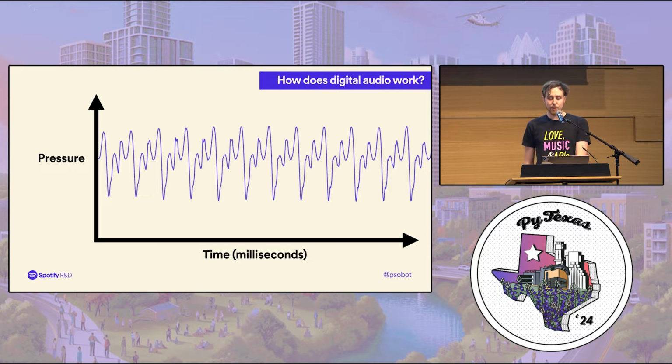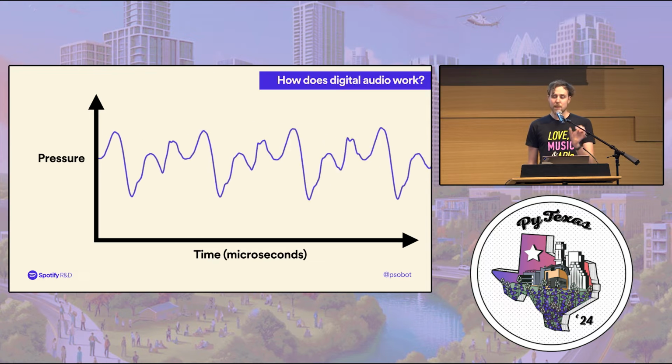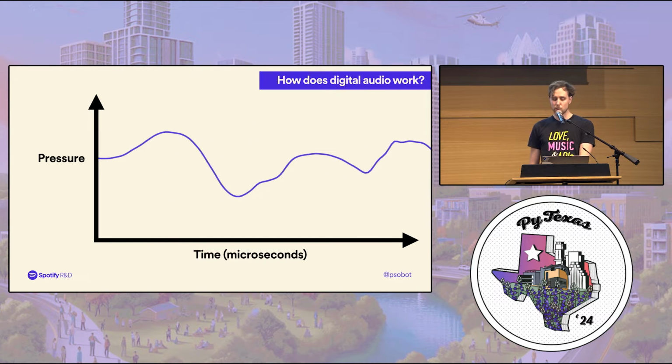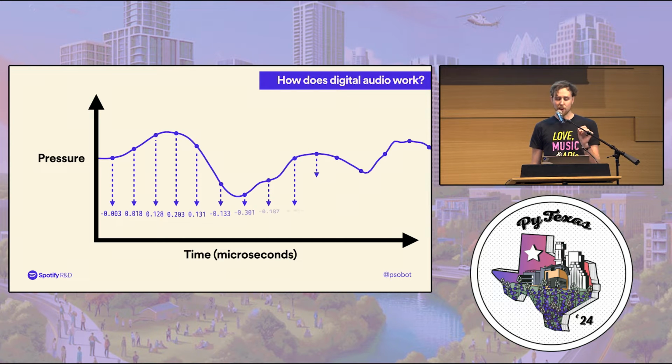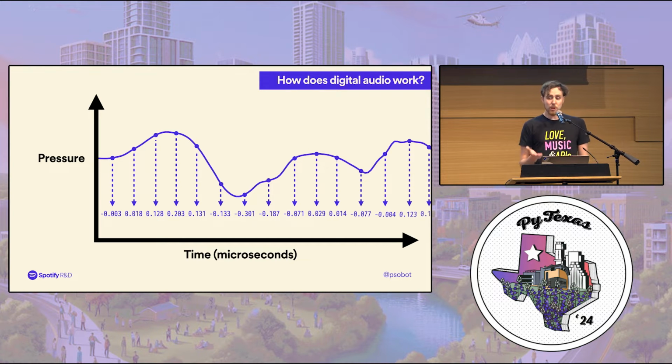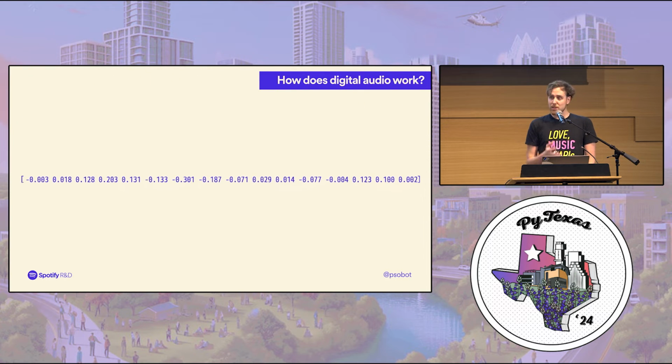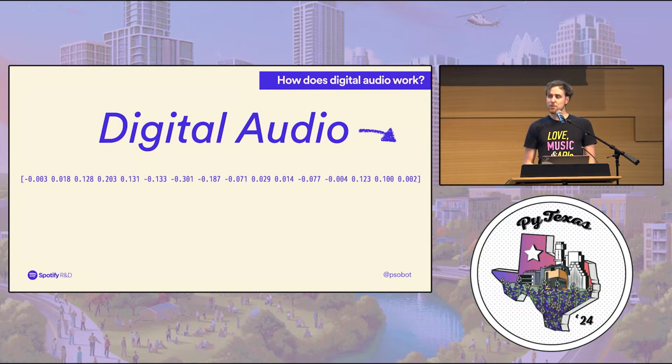I want to keep going even further down to see exactly what the computer saw. And so we're going to go down to the microsecond level. Between each of these points here, we're actually looking at only 22 microseconds of time, which is a very, very small amount. And what the computer did here is that it measured the amplitude, or the pressure, at each of these 22 microsecond samples here. And so if we take just those numbers, well, that's really the secret. That's digital audio. That's all there is to it.